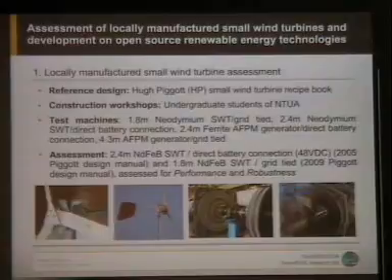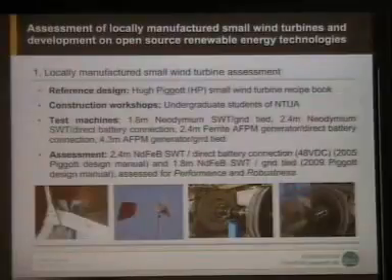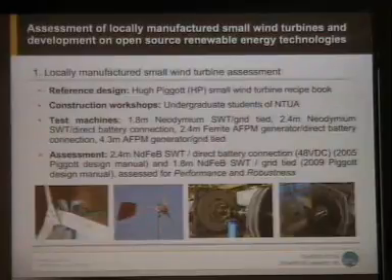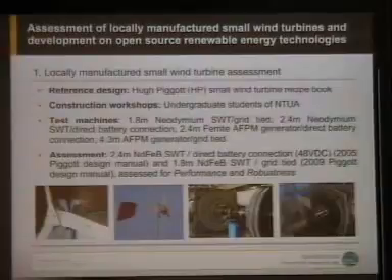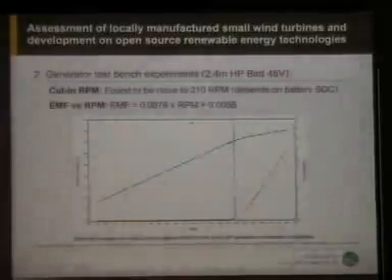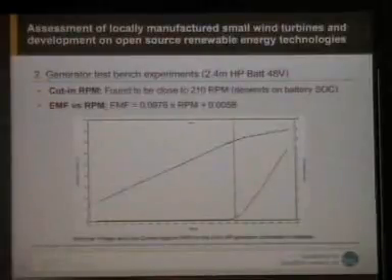We have built a few machines, and most of the results are from the 2.4 meter neodymium small wind turbine, but we will see some results from the 1.8 meter diameter turbine with neodymium magnets from the recipe book, and also from a 4.3 meter axial flux generator for grid connection that we have designed here. They're all based on the same construction process as in the recipe book.